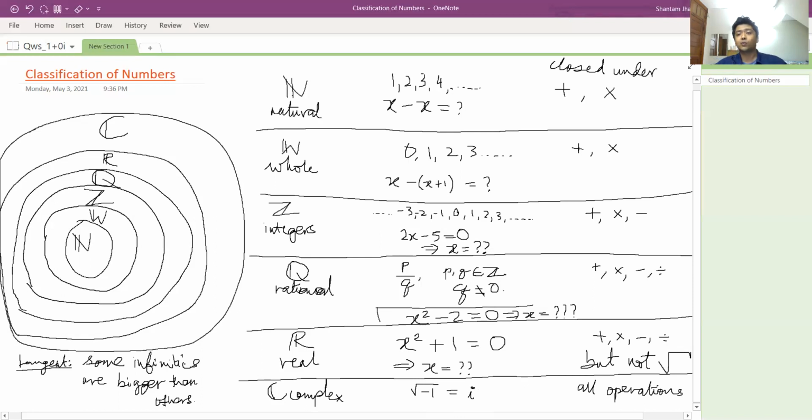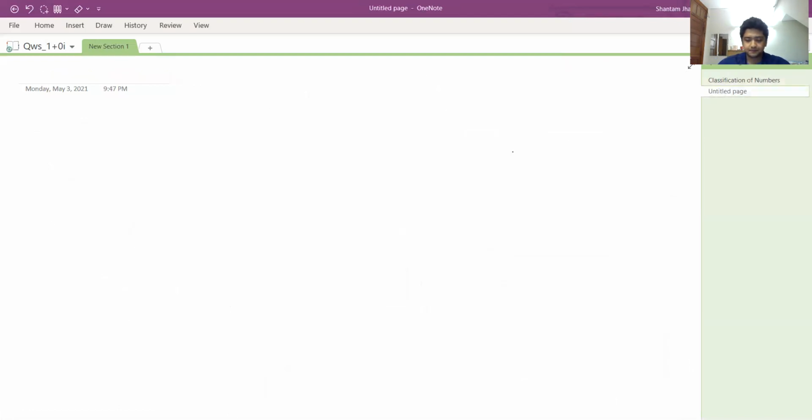We're going to delve deeper into complex numbers. But first, let's really see what this equation is trying to say. The equation x squared plus 1 equals 0. What is this equation trying to say? It is trying to say x squared equals -1. This means find me a number such that when I multiply it by itself, I get -1.